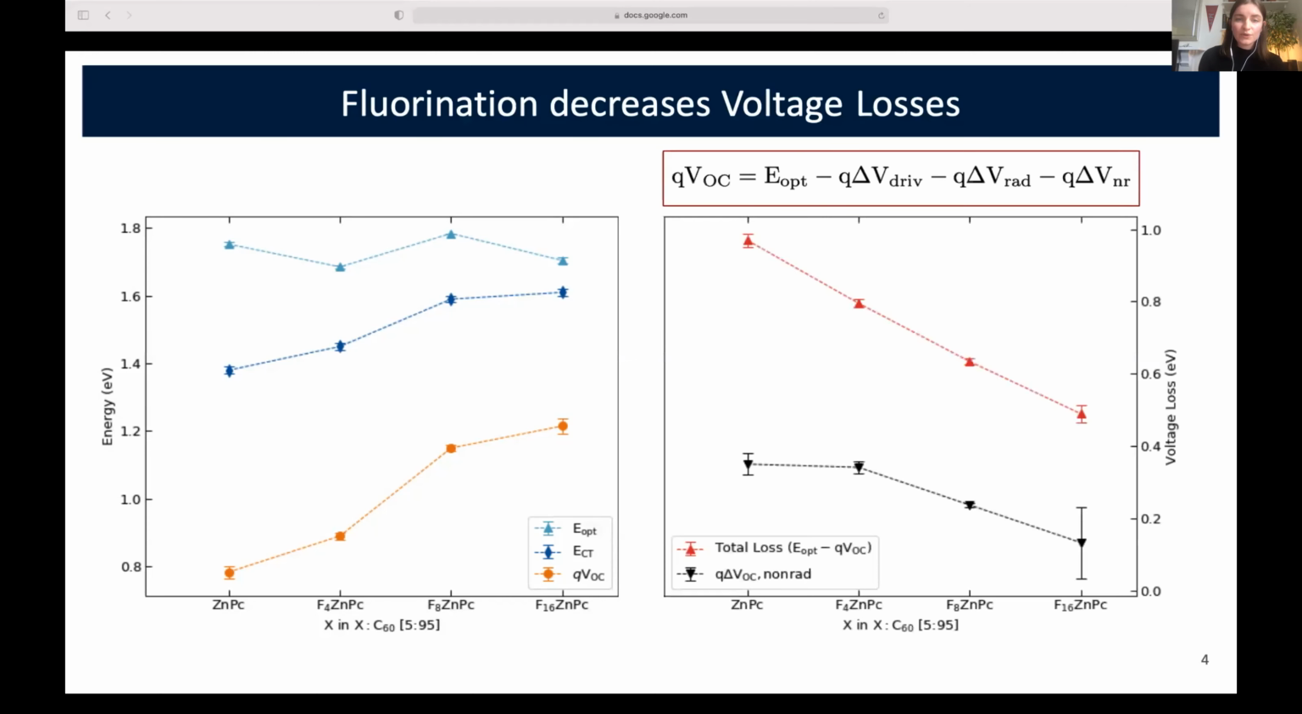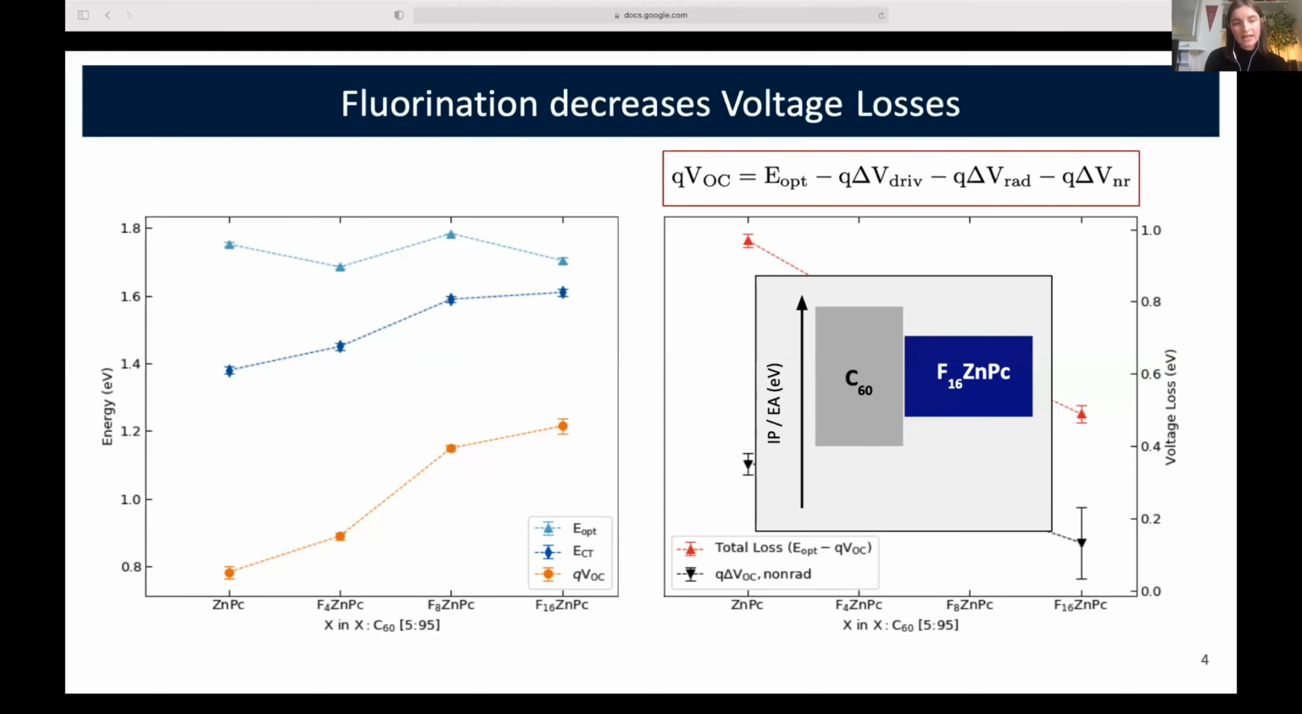We could then look at voltage losses across the whole spectrum and found that the voltage losses reduced for all of these different systems. A large contribution of this will be a reduced driving force between the S1 and the CT state. However, we weren't really sure if we intuitively expected these changes also for F16 ZnPc. So we performed frontier orbital calculations that confirmed that we might create a type 1 heterojunction. But what we were curious about was why F16 ZnPc was not acting as a recombination center.